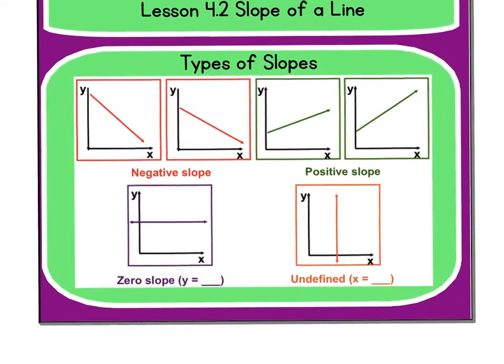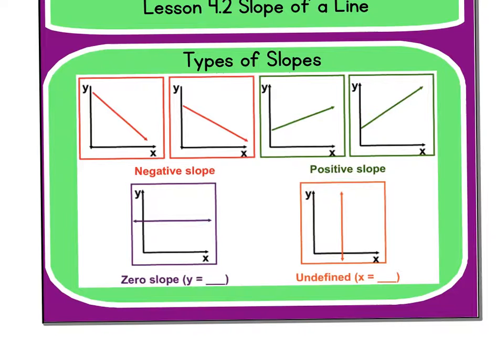So if you go to the first page, yesterday we discussed that there are 4 different types of slope. We read a graph from left to right. So on the first 2, you'll notice that from left to right, the direction of our line is going down. Some people were a little bit unsure of how to determine what was positive and what was negative.